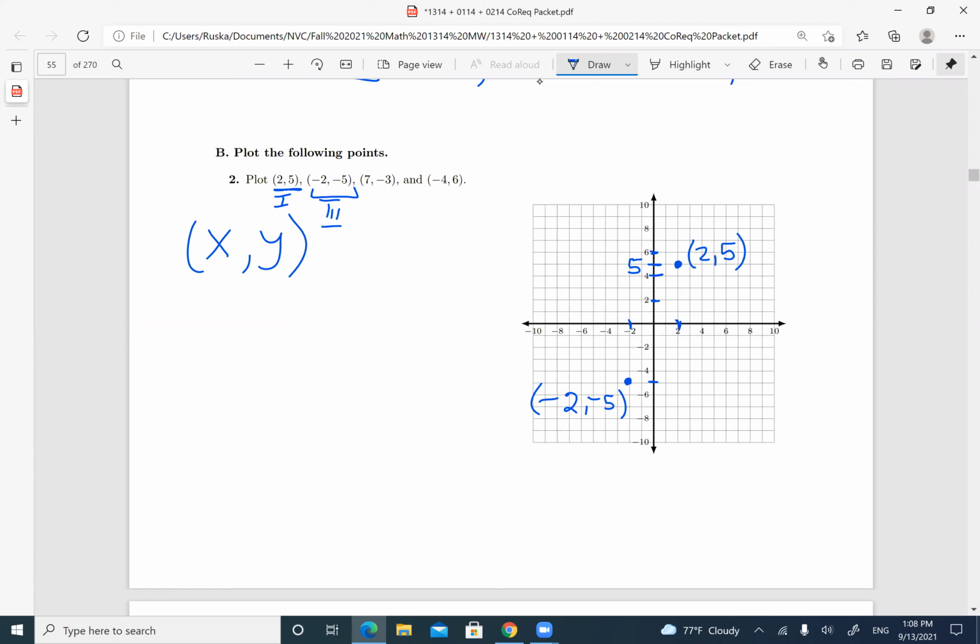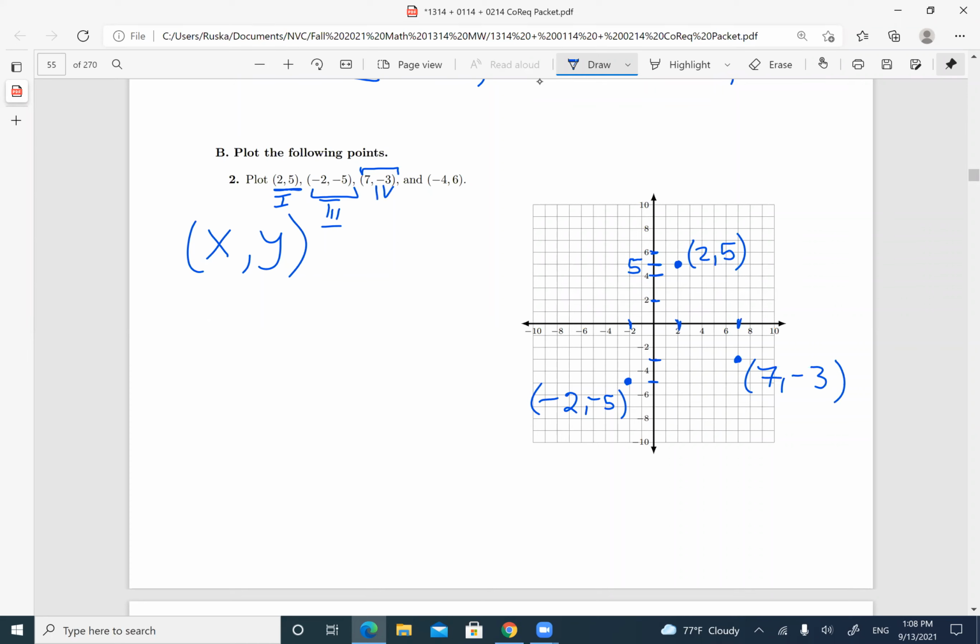I'm just putting that there so you can kind of connect the things. Now, if you have the point 7 and negative 3, when I graph it, I'm going to go 7 on the x-axis and negative 3 on the y-axis. So those two are going to intersect here. So that's the point 7 and negative 3. And 7 and negative 3 is going to be in the fourth quadrant.